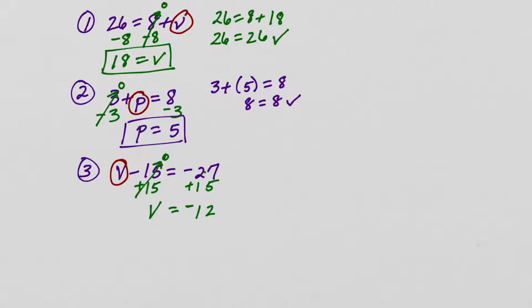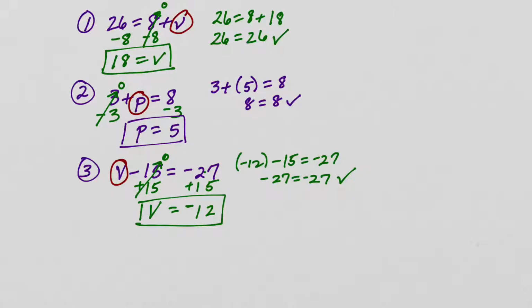Now, this is the part where you should always remember to check. So I'm going to put negative 12 minus 15 equals negative 27. When I add these together, I get negative 27 equals negative 27. That checks out. I can feel comfortable that that is my answer.